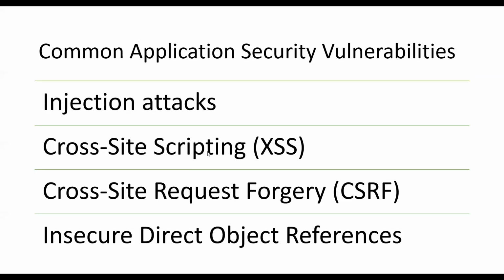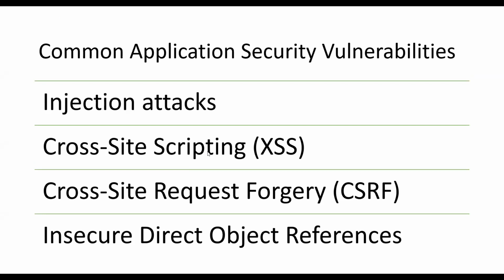So before we delve into secure coding practices, let's discuss some common application security vulnerabilities that developers should be aware of. First, injection attacks. Injection attacks occur when untrusted data is passed to an interpreter or executed within the application. This can lead to the execution of malicious commands or unauthorized access to sensitive data.